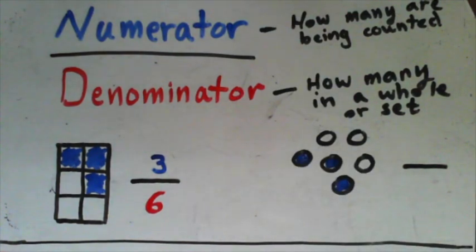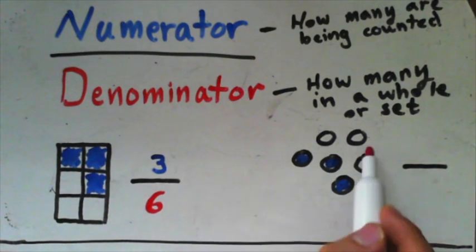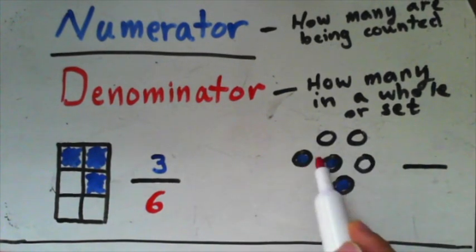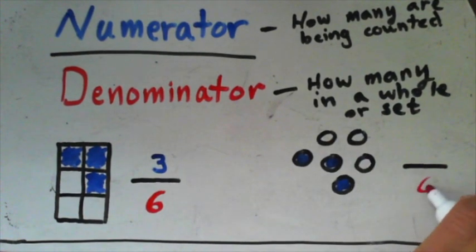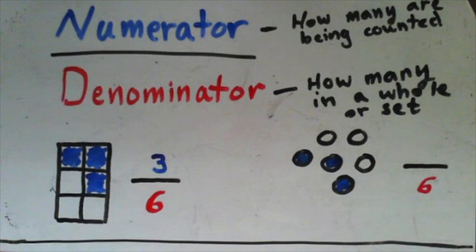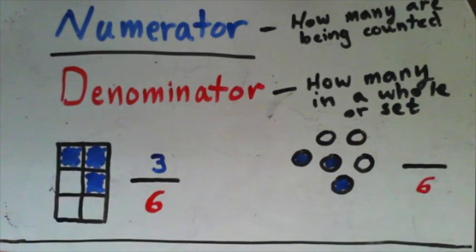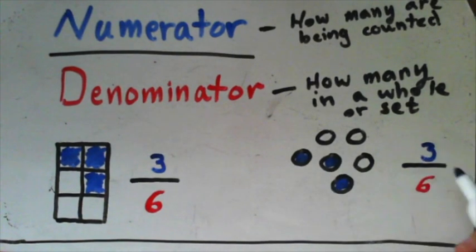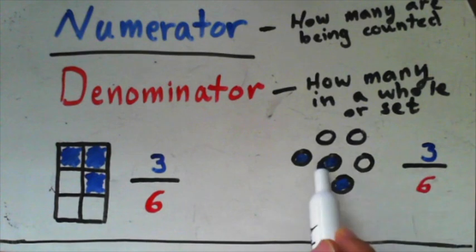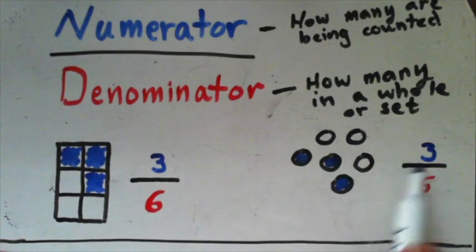So first we count how many are in the set. So for my denominator, 1, 2, 3, 4, 5, 6. There are 6 altogether in that set. And how many are being counted? Well, I want to count the blue ones, so I'm going to count 1, 2, 3. So 3/6 are the blue ones, right? So that's my fraction for this one.